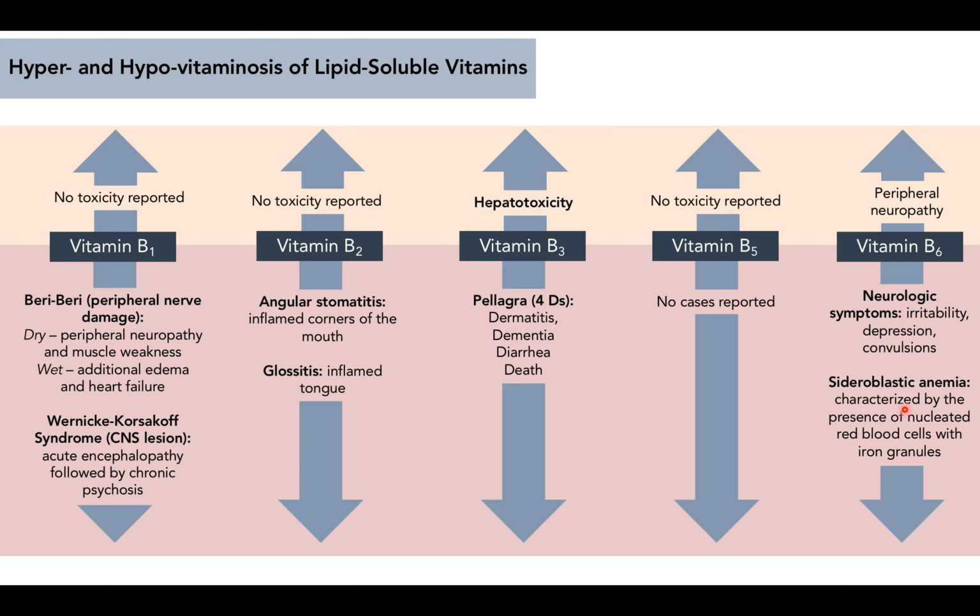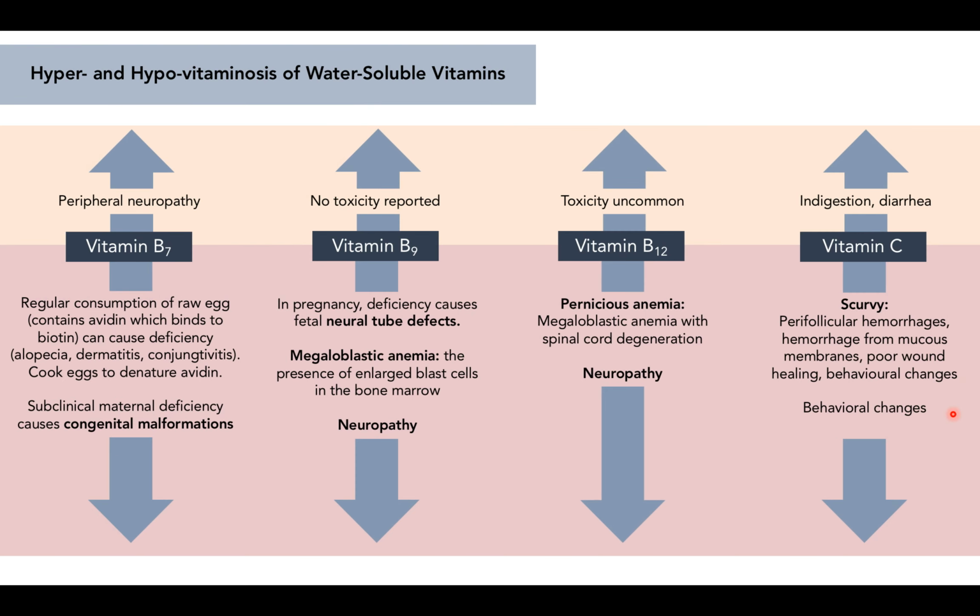As you know, pyridoxal phosphate and pyridoxamine, as we described before, are important in the synthesis of several neurotransmitters and also heme. Heme is a component of hemoglobin in red blood cells. So if you have a lack of B6, this can cause sideroblastic anemia. Now, moving on to vitamin B7, too much vitamin B7 can cause peripheral neuropathy, and a lack of B7 can cause congenital malformations in pregnant mums.